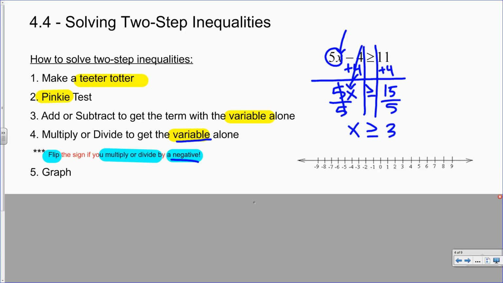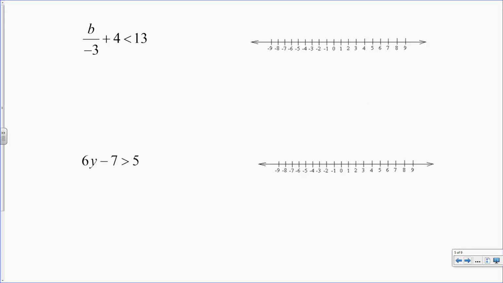My last step is to graph it. So I would go to 3. I would have a closed circle. X is greater than. So those are the steps we're going to be following today. It's really just a matter of practicing those steps. So go ahead and look at your first two ones that you need to practice. Try these, and then turn it back on, and let's look at them.